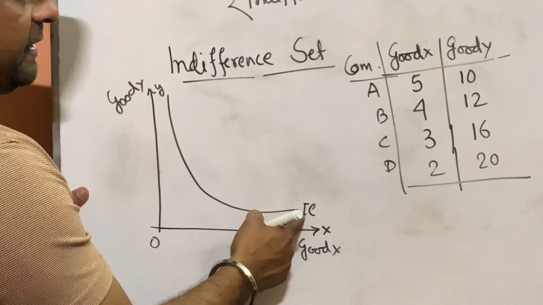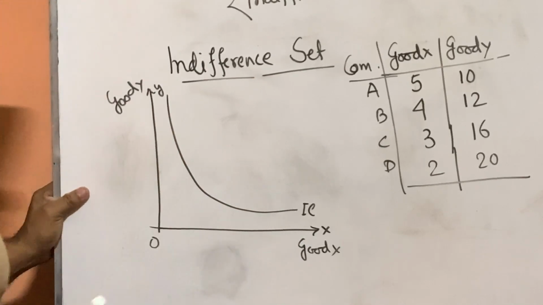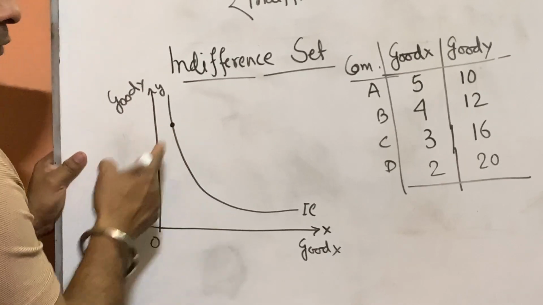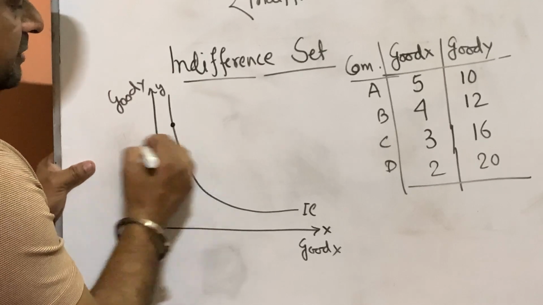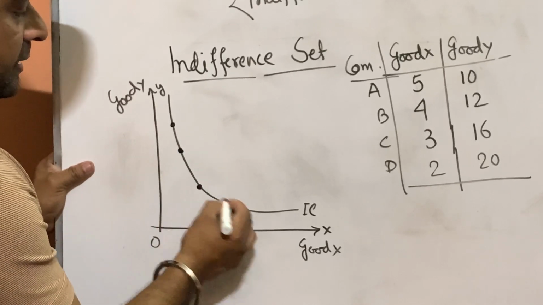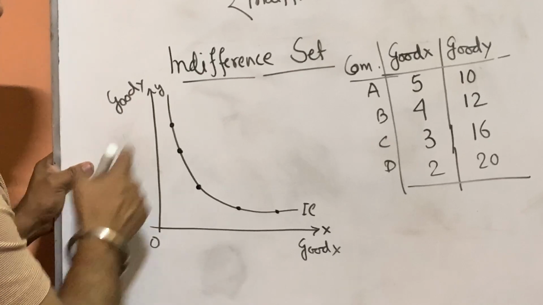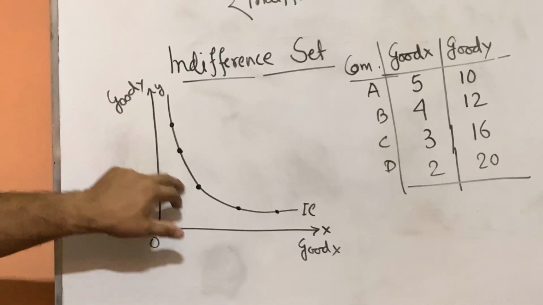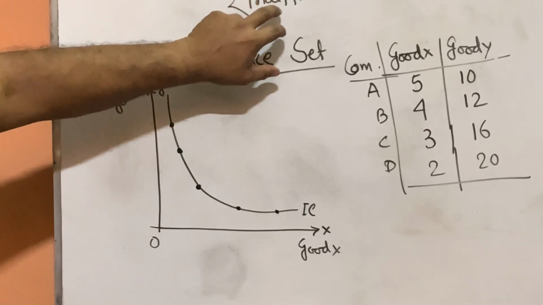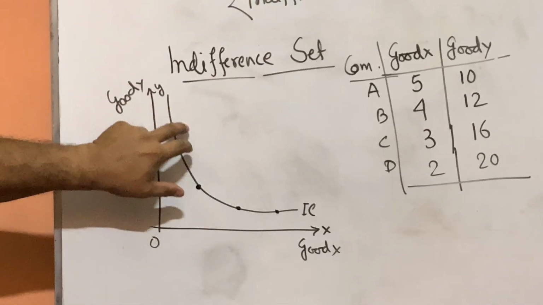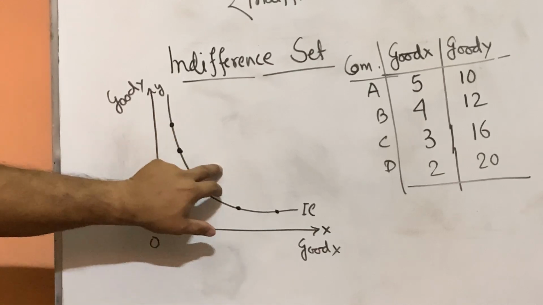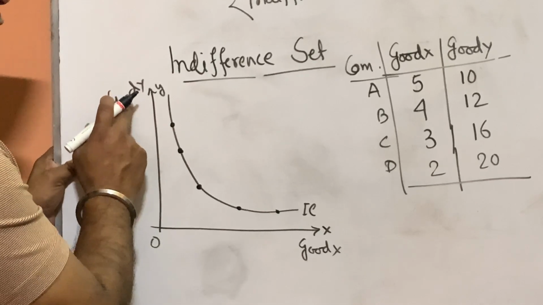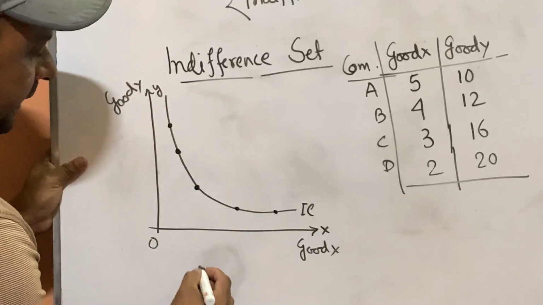It means that on an indifference curve every point gives us the same level of satisfaction. Whatever satisfaction you get if the consumer lies at this point, the same satisfaction you get here, the same here, the same here. So anywhere the consumer may lie on the indifference curve, he will get the same level of satisfaction. So an indifference curve is that curve on which each and every point provides the same level of satisfaction to the consumer when he consumes two goods. This is called the indifference curve.